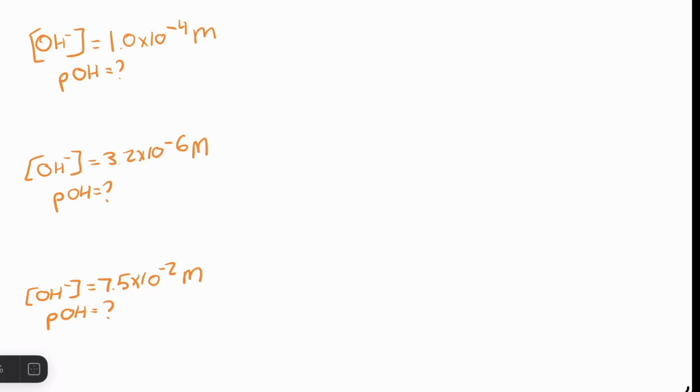If we have a hydroxide concentration of 1.0 times 10 to the negative fourth molar, what is the pOH? If we want to solve this problem, we need to know the relationship between OH minus and pOH. pOH is equal to the negative log of our OH minus concentration. So in order to get pOH here, we need to do the negative log of 1.0 times 10 to the negative fourth. That should give us a pOH of 4.